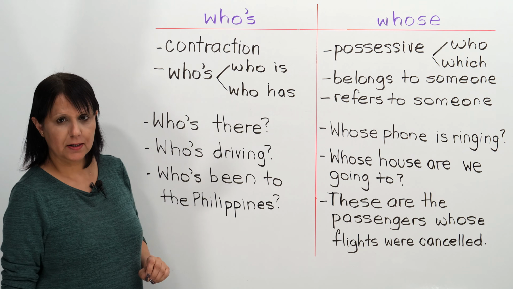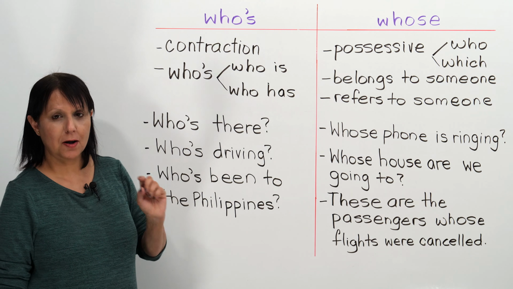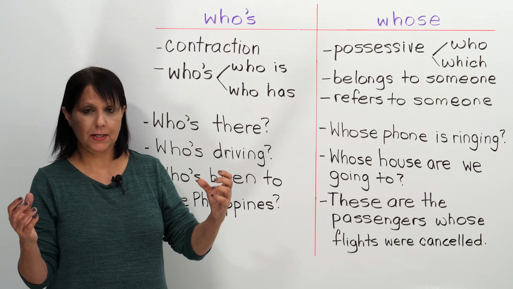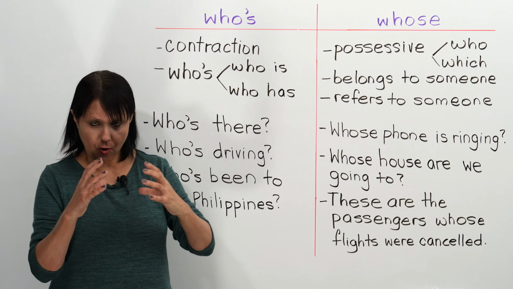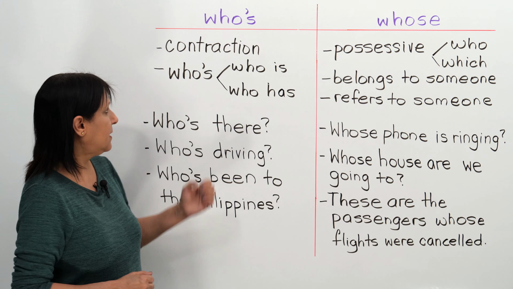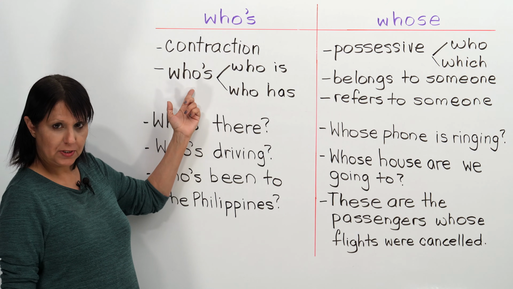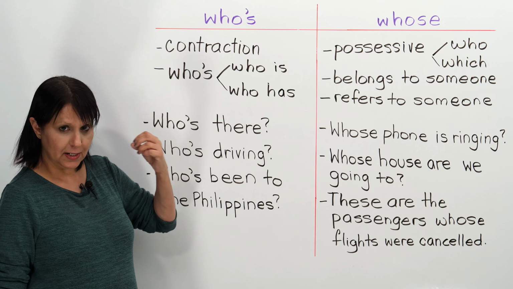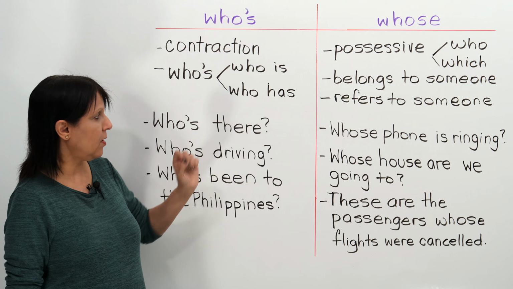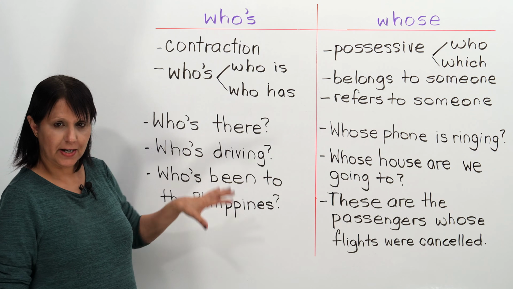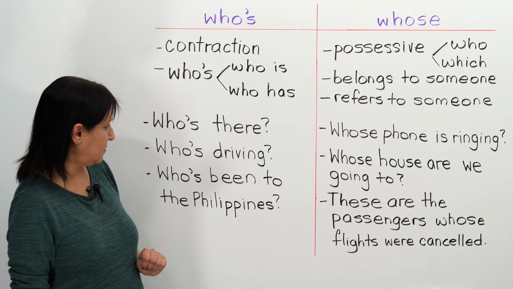So the first one, who's, W-H-O-apostrophe-S, is a contraction. That means that it is a shortened form of something. Let's see what that is. So when we write who's like that, it could mean who is or who has. And we're going to understand that in our examples. So let's look at those.